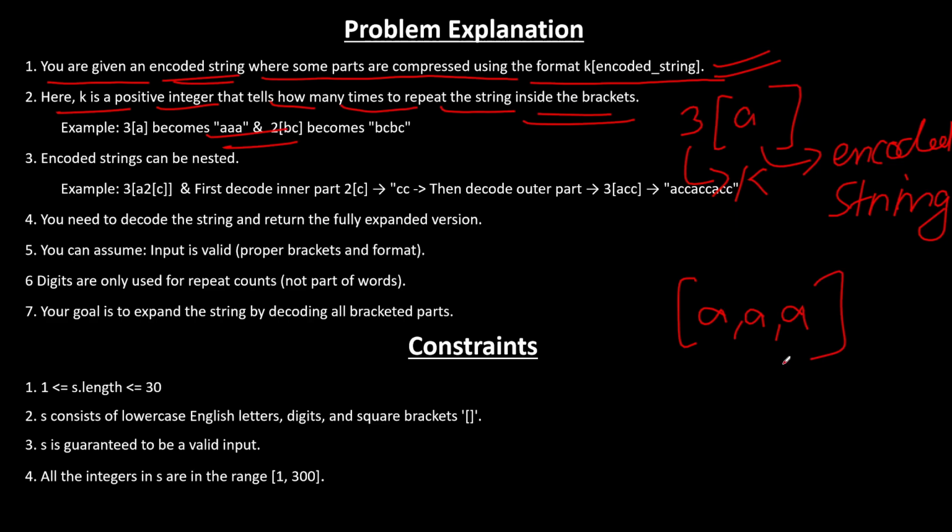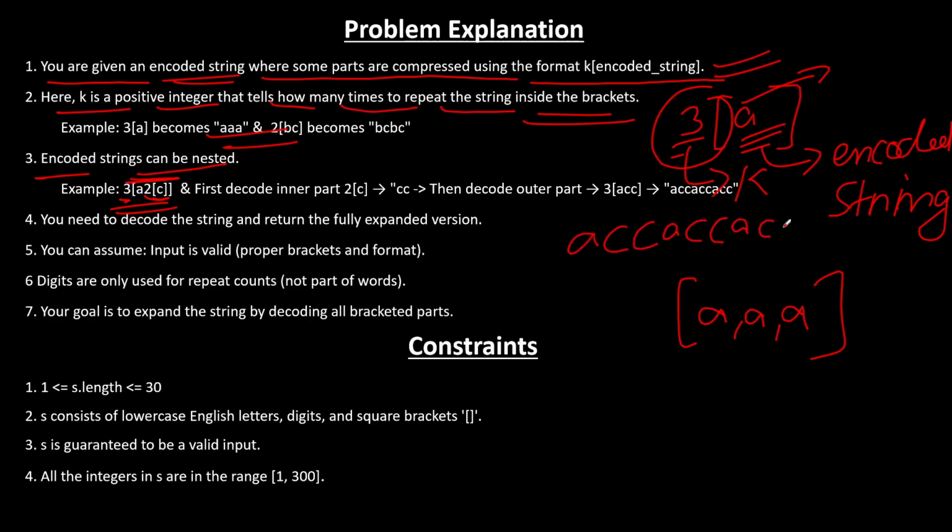Basically the question is asking that the number before the open and close brackets tells how many times the character or string inside should repeat. Also, the encoded string can be nested. Here you could see it is nested, right? 2 comes before this c, and 3 comes before this complete string within that bracket. So the output comes out to be accaccacc. We will understand this in more depth during our input output explanation.